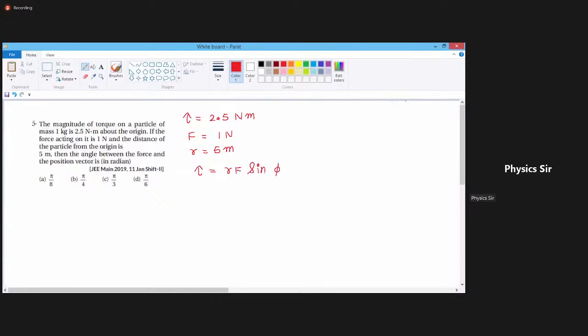ये पढ़ा था ना हम लोग. So I can say r F sine phi will be the torque tau. What is the value of the torque tau? The torque tau is 2.5, and the value of r is 5, and the value of F is 1. So this is 2.5 divided by 5, which is 1 by 2. So sine phi is 1 by 2. Once sine phi is 1 by 2, this phi will be how many degrees? 30 degree, and 30 degree is pi by 6. 30 degree is pi by 6 radian. Samjha?